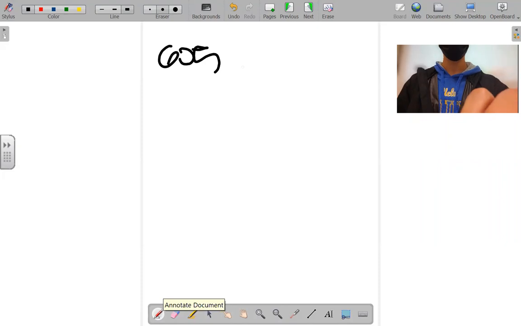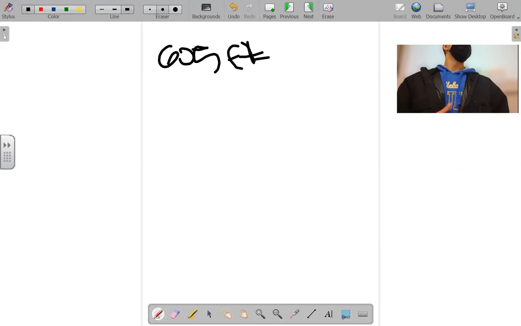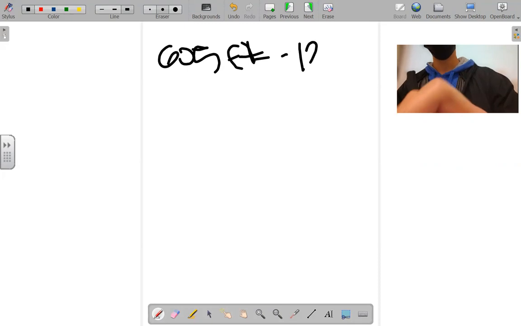You know what? Feet. So this is FT, feet, and we're trying to convert. Don't worry about it, I know my handwriting's messy. And then we have to convert it to inches, so we're going to times it by 12. And this is my little lovely box method.